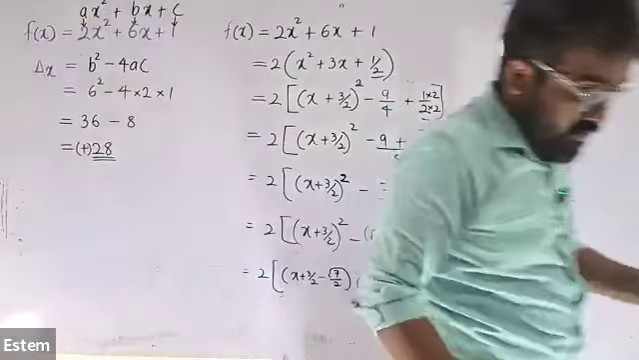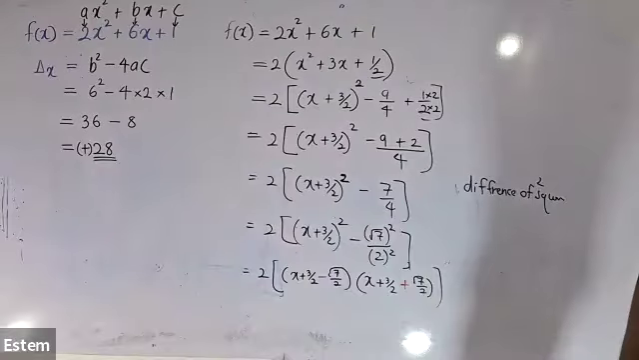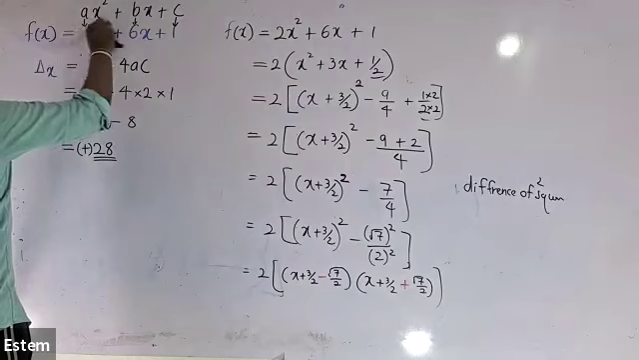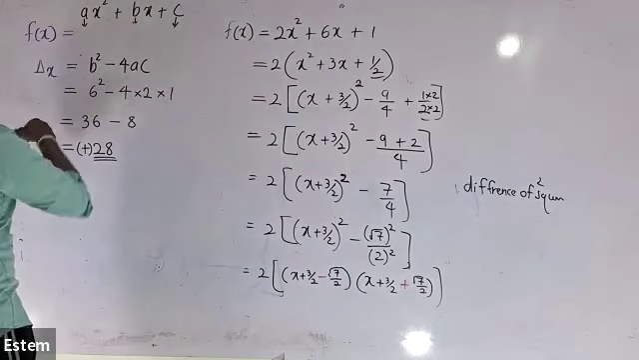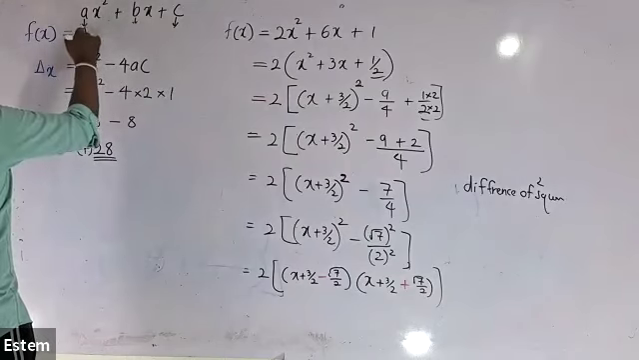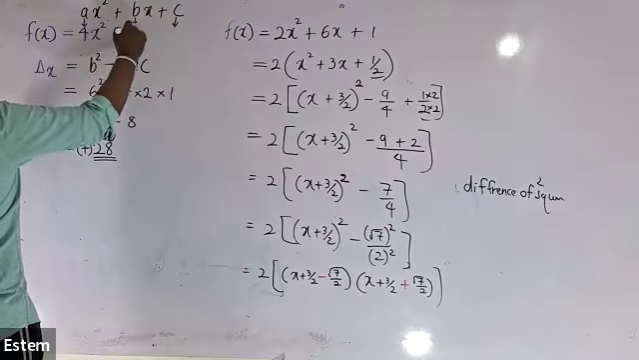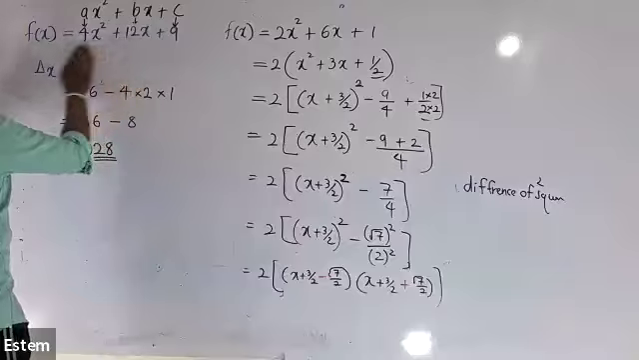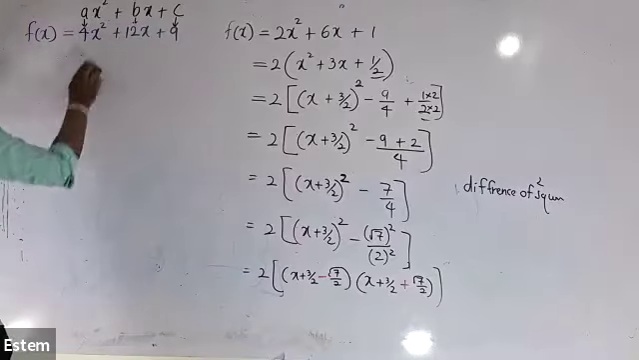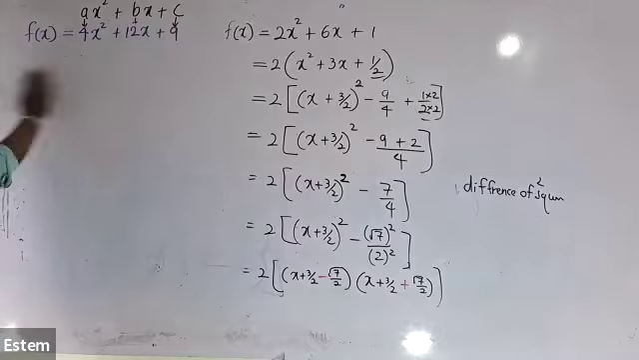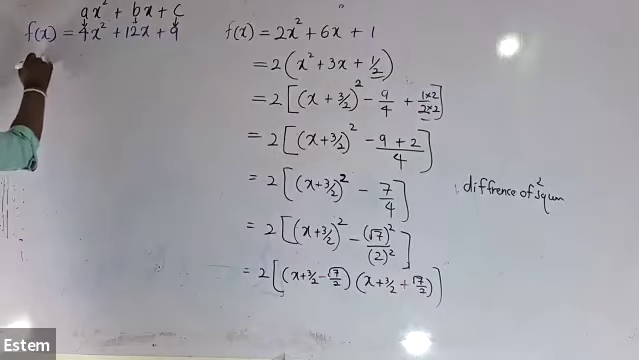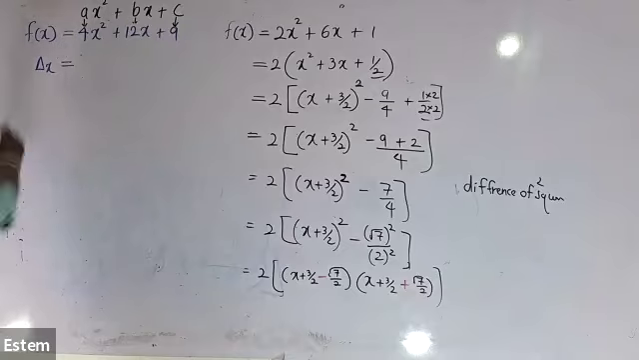Write this. I will put our second example, 4x squared plus 12x plus 9. First find the discriminant.